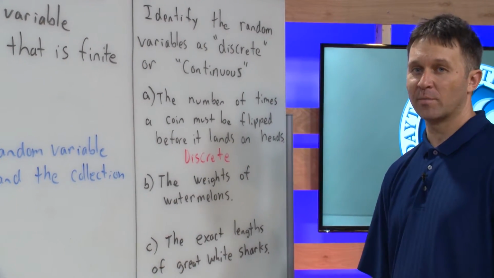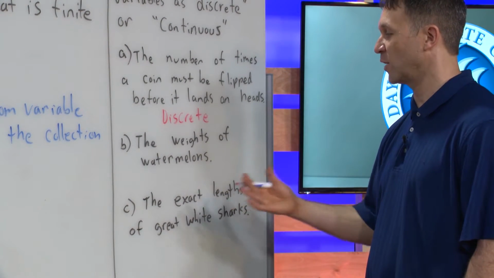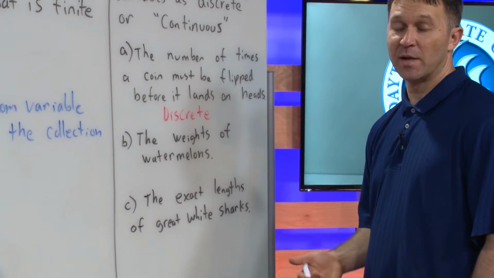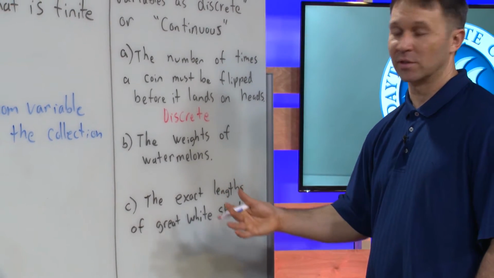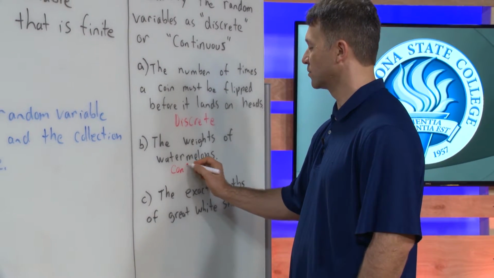Okay, the weights of watermelons. If the random variable X represents the weight of watermelons, that's something we would measure. Weight is something we measure. We don't count it. So in this case, the random variable would be continuous.